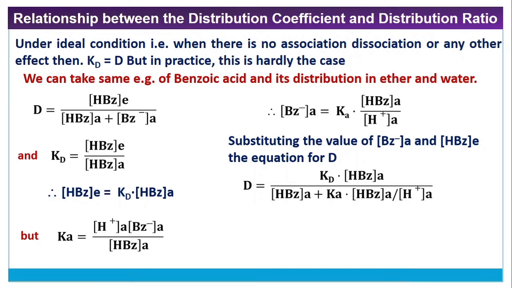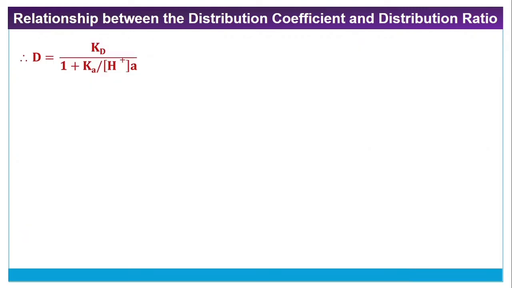Then we divide both sides by HBz aqueous, and the equation becomes D is equal to Kd divided by 1 plus Ka divided by the H plus ion concentration in the aqueous medium. So this is the relation between distribution coefficient and distribution ratio. Distribution ratio D is equal to the distribution coefficient Kd divided by 1 plus the dissociation constant of the particular acid divided by the H plus ion concentration in the aqueous medium. So this is that formula.